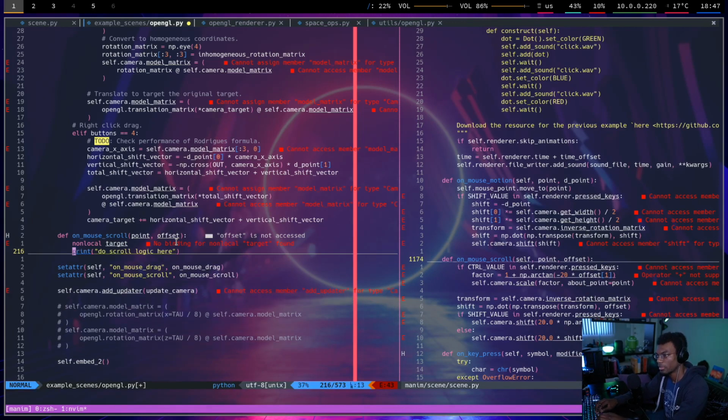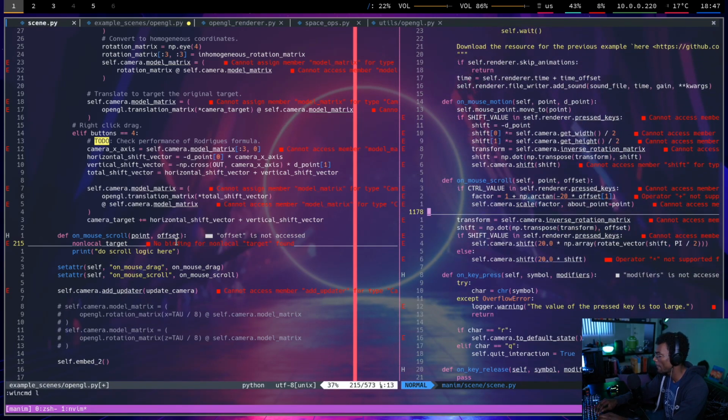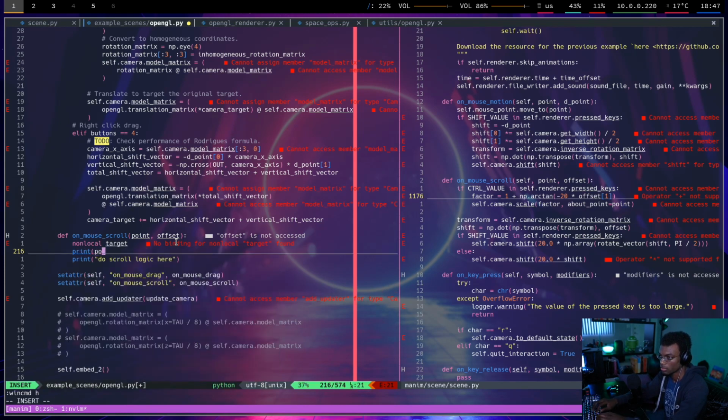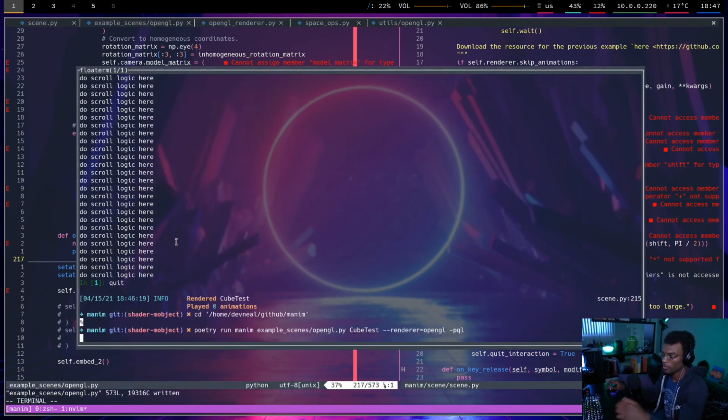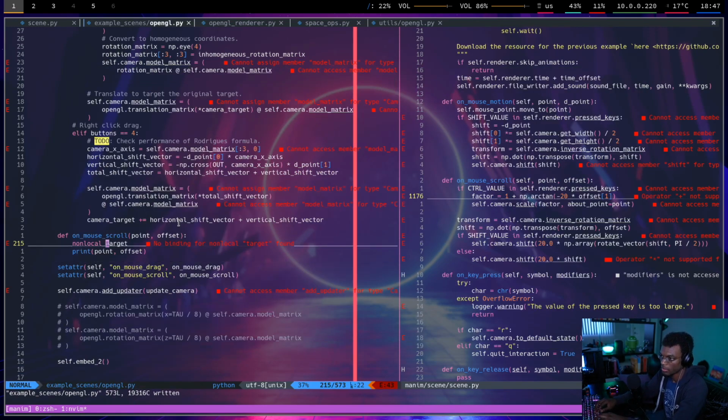Though I don't know... How do I tell if the scroll is forward? Offset. What even is offset? What is point either? Was it called camera target?